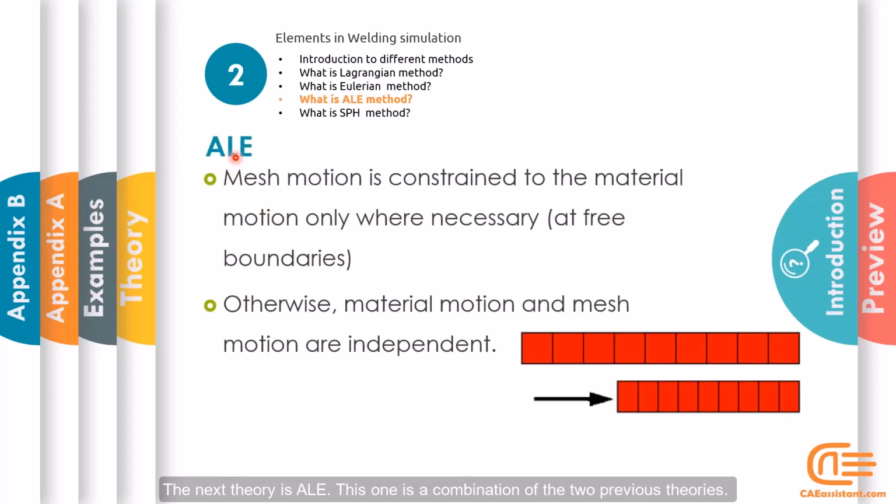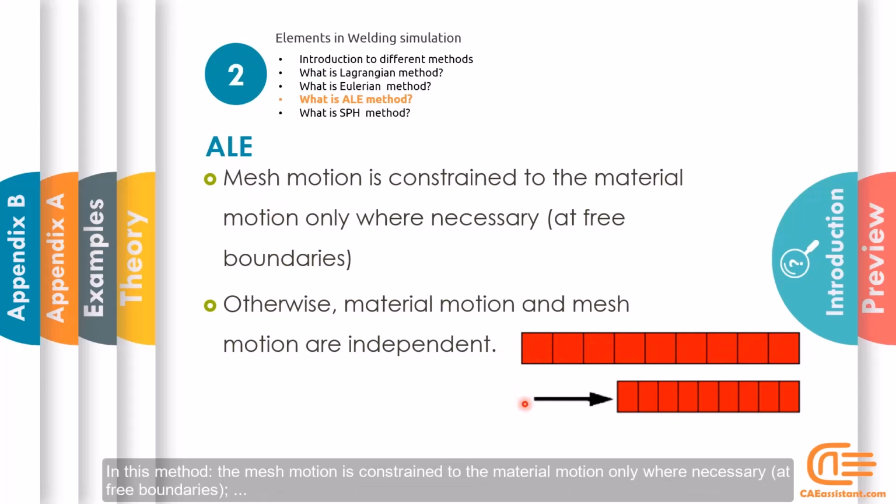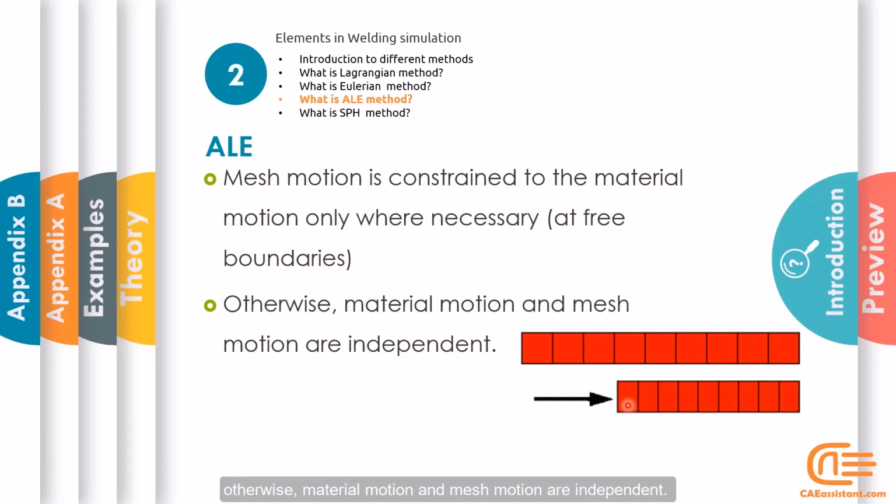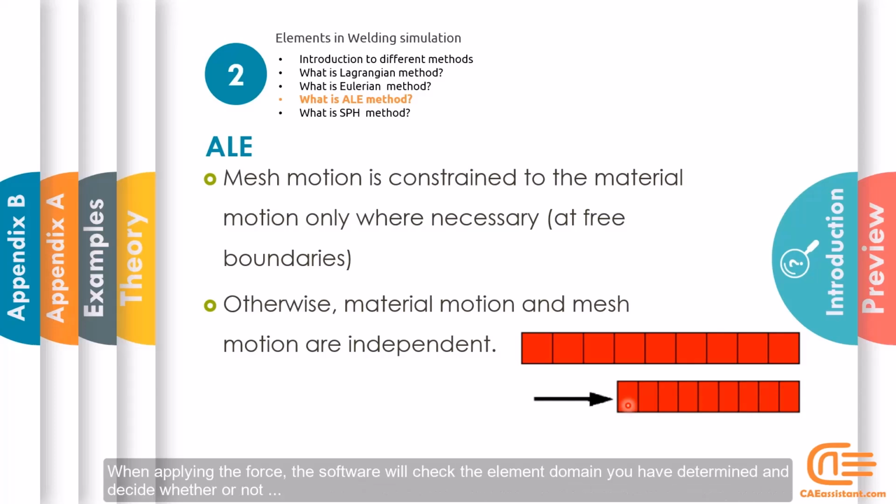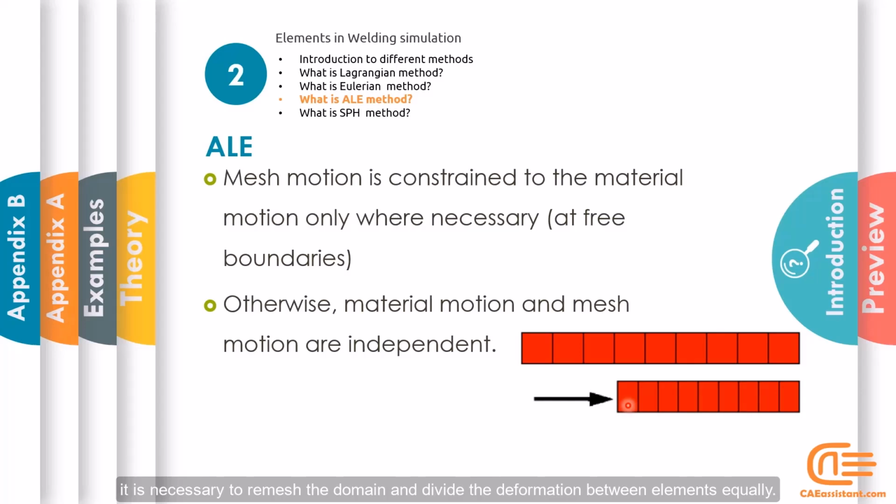The next theory is ALE. This one is a combination of the 2 previous theories. In this method, the mesh motion is constrained to the material motion only where necessary, at free boundaries. Otherwise, material motion and mesh motion are independent. To better understand, see this figure and compare it with the previous theories. When applying the force, the software will check the element domain you have determined and decide whether or not it is necessary to remesh the domain and divide the deformation between elements equally.